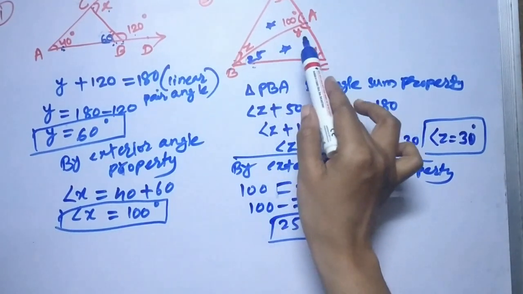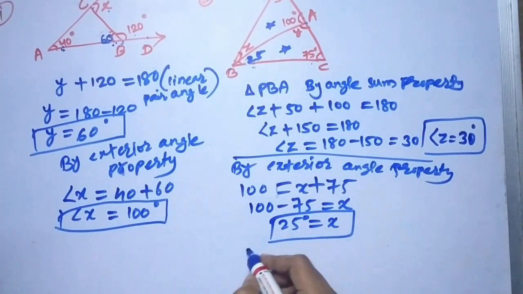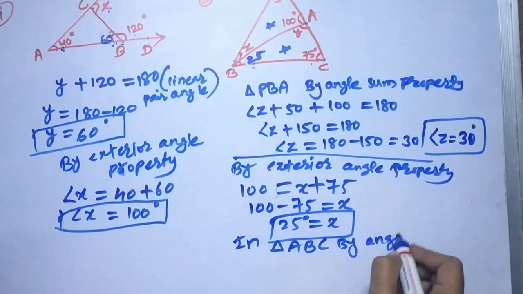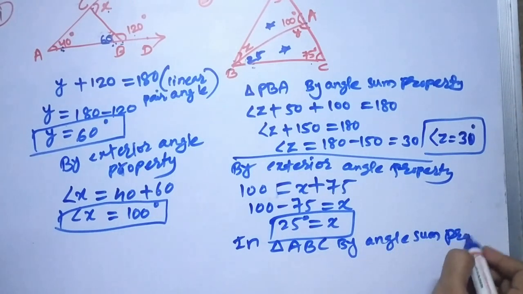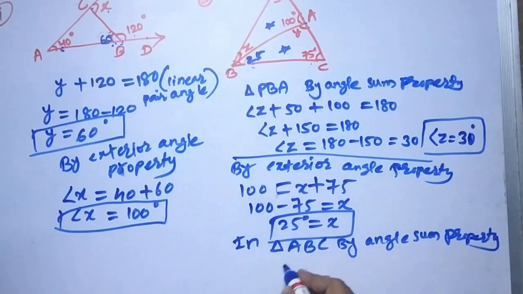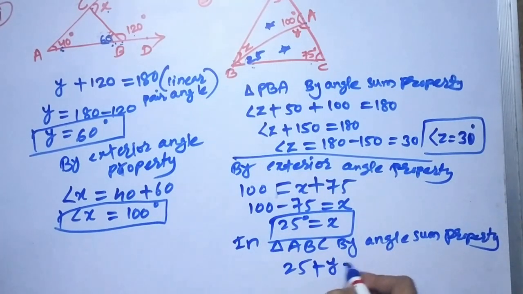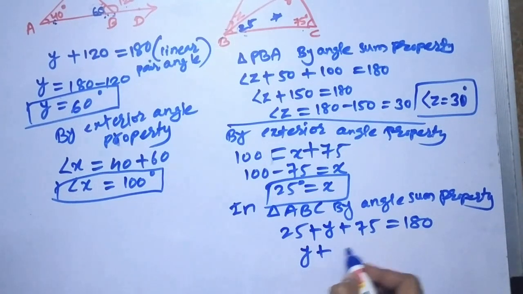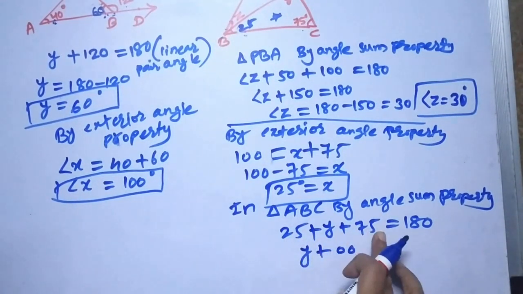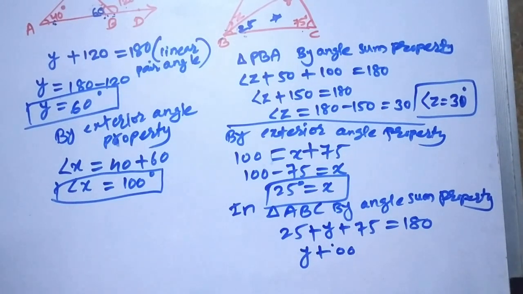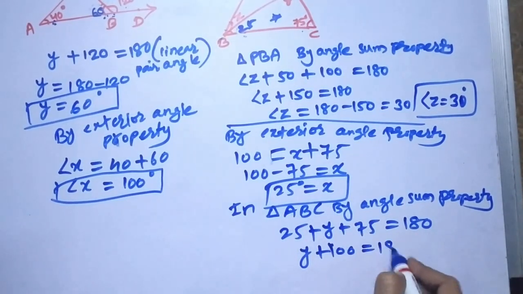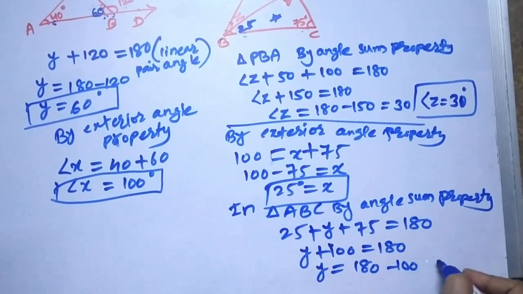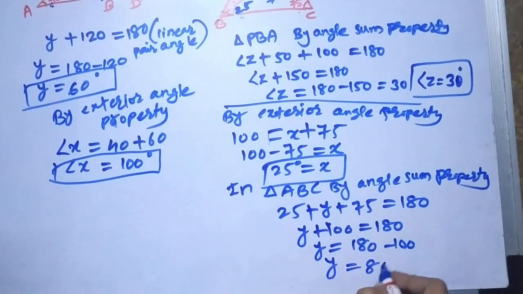So friends, now in triangle ABC, by using angle sum property, the sum of three interior angles, that is 25 plus Y plus 75, is going to be 180 degrees. So friends, just simply find Y. It is equal to 180 degrees. So friends, Y is equal to 180 minus 100. You will get Y is equal to 80 degrees.